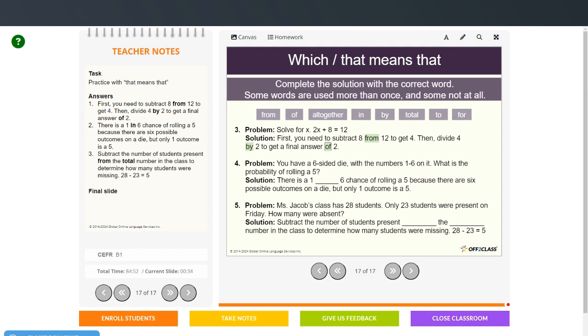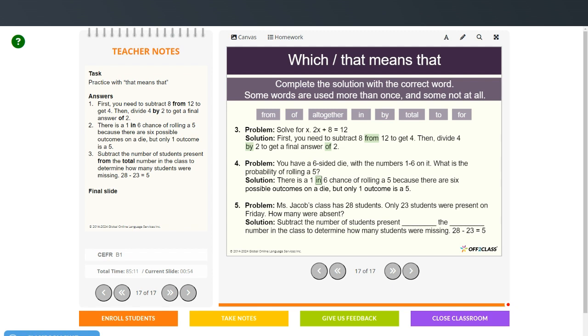You have a 6-sided die with the numbers 1 through 6 on it. What is the probability of rolling a 5? So there is a 1 in 6 chance of rolling a 5 because there are 6 possible outcomes on a die, but only one outcome is 5.